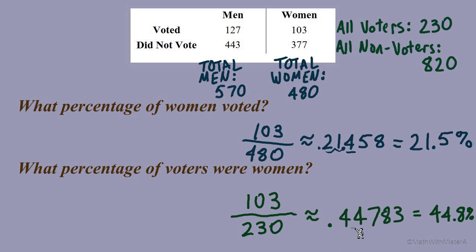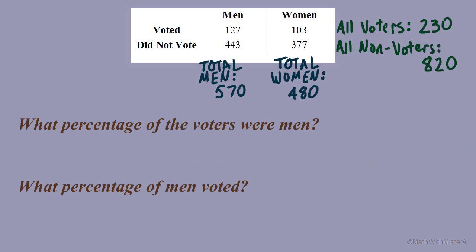Changing this decimal into a percent, 44.783, and this 7 would be in the tenths place after we move our decimal point, and we should bump that 7 up to an 8 because the place behind it is a high number. So 44.8%. And one last comment that we see the difference between the reference values in these two questions. The first one is asking what percent of all the women voted. 21.5% of women voted. And how many of our voters were women? 44.8% of the voters were women.